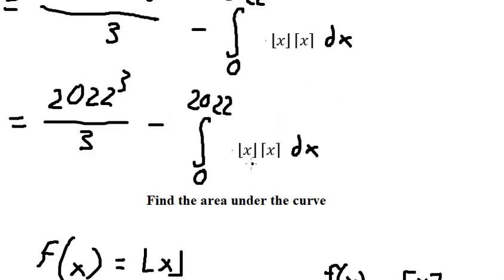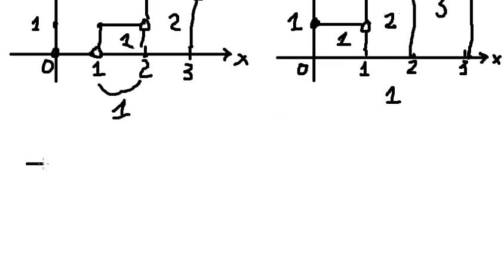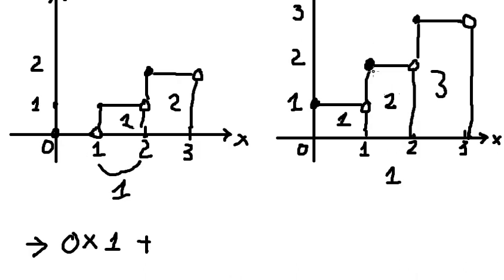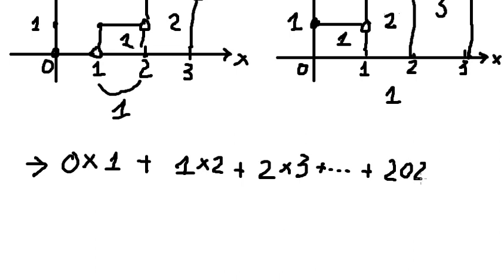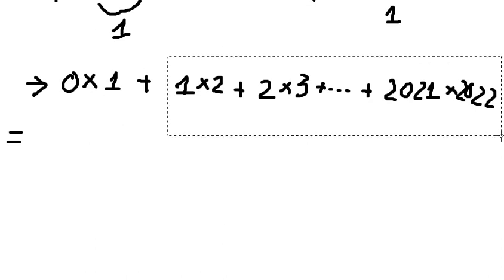So when we do this integration, that should be like this: 0 multiplied by number 1. Number 1 multiplied by number 2. Number 2 multiplied by number 3, and so on until 2021 multiplied by 2022. So we know that this one is 0. So we just concentrate on this one.